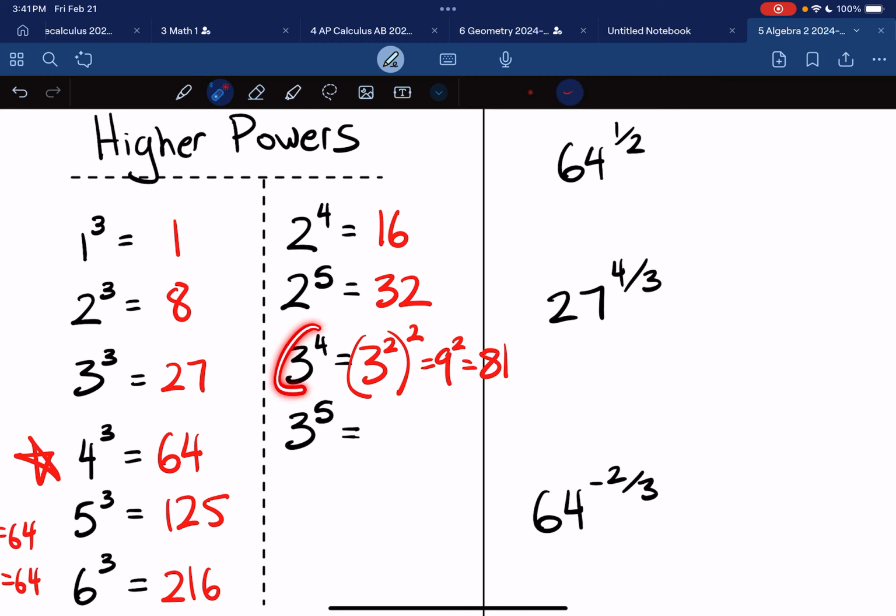You should have this memorized. 3 to the power of 4 is 81. And if you multiply that by 3 again, you get 243, which I think does show up once on the homework and maybe on a quiz or test as well. You should have that memorized.